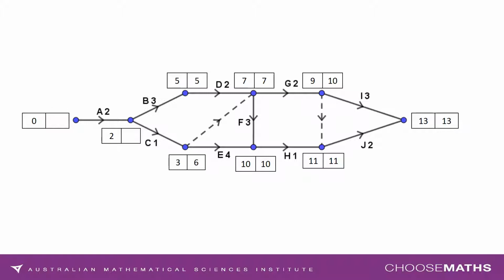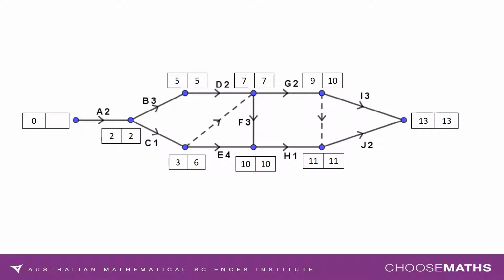To get to the beginning of D, we move backwards. 7 take away D's duration of 2 gives us 5. To get to the beginning of E, we have two pathways. Directly back from E, which would be 10 minus E's duration 4, which is 6, or along the dummy activity from the end of D, which would give us a duration of 7. We take the smallest of these durations, which is 6.